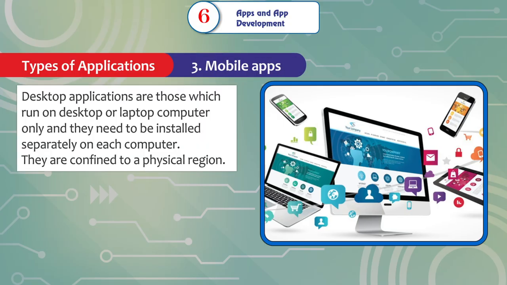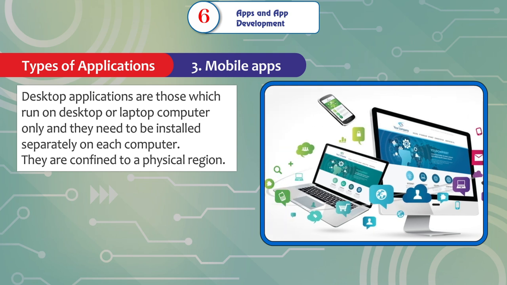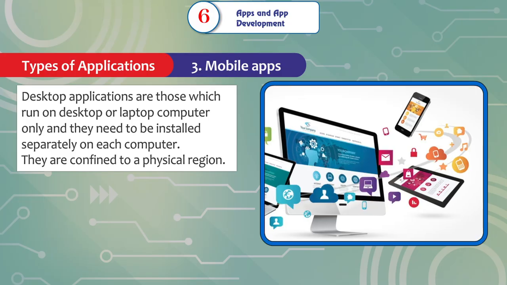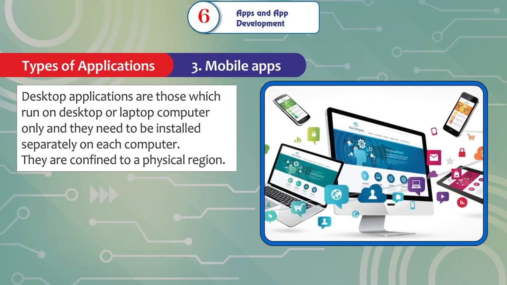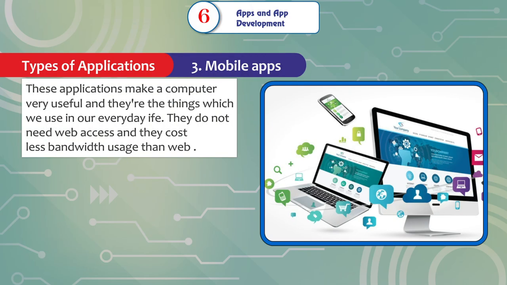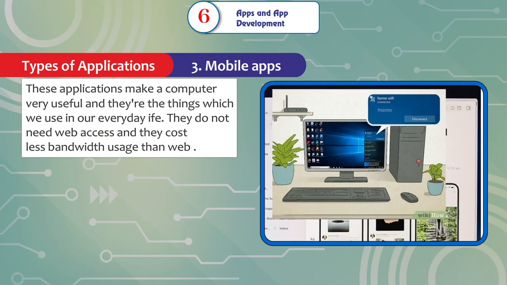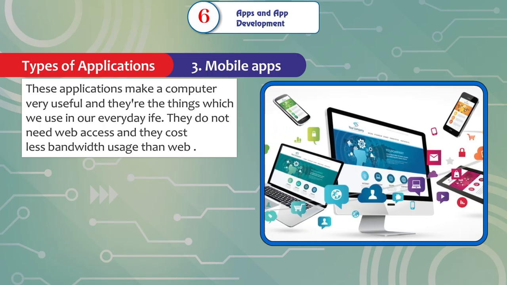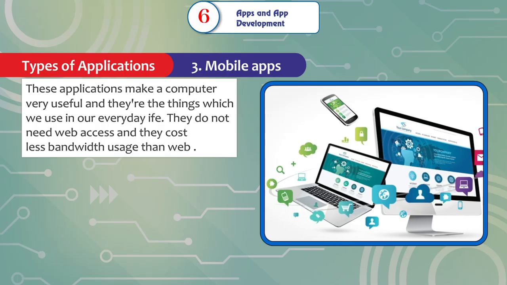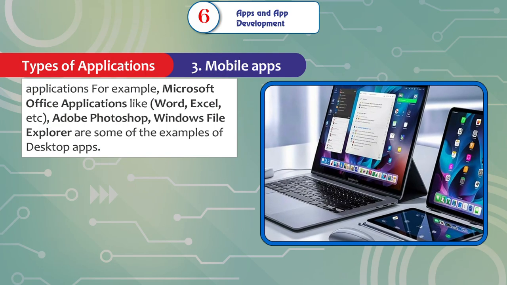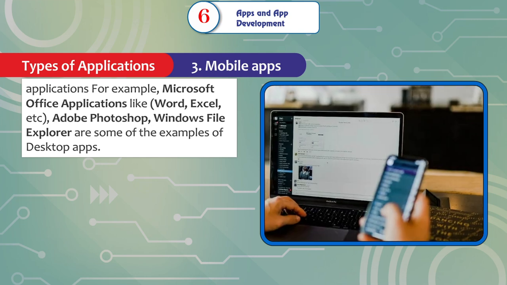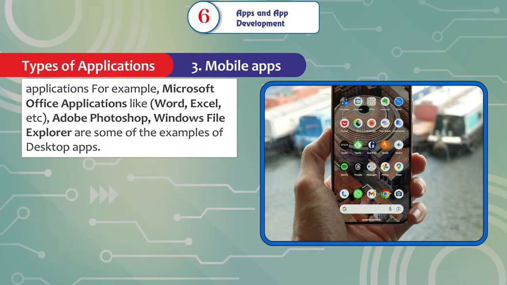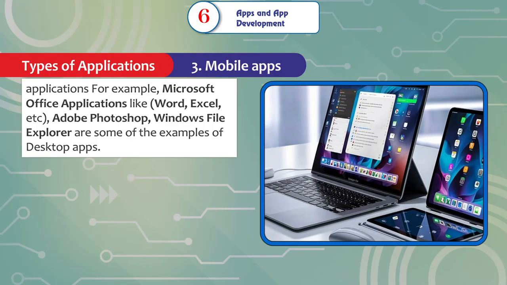2. Desktop apps. Desktop applications are those which run on desktop or laptop computer only, and they need to be installed separately on each computer. They are confined to a physical region. These applications make a computer very useful, and they're the things which we use in our everyday life. They do not need web access, and they cost less bandwidth usage than web applications. For example, Microsoft Office applications like Word, Excel, etc., Adobe Photoshop, Windows File Explorer are some of the examples of desktop apps.